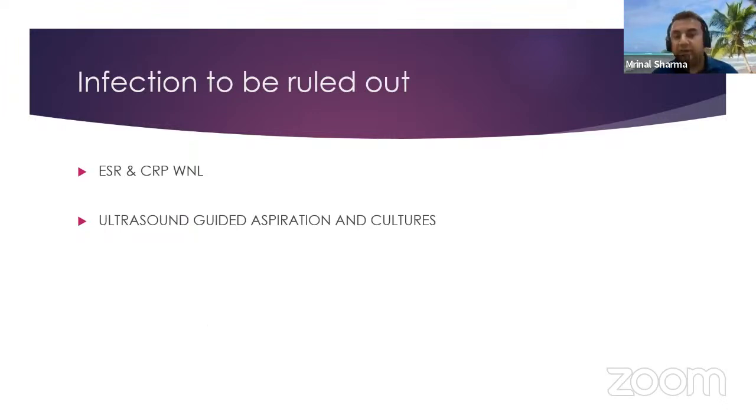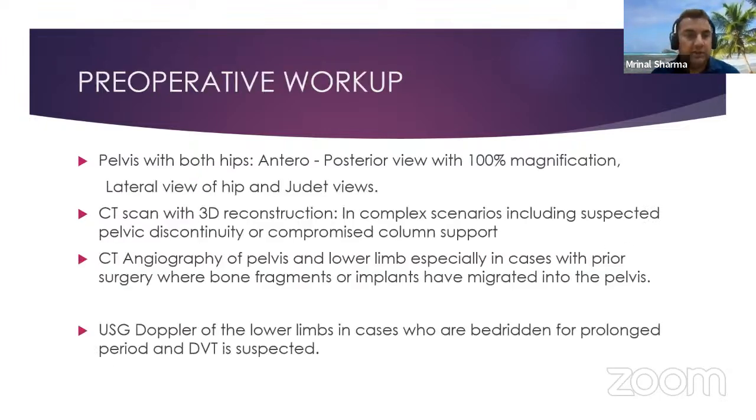Now, the first thing is infection needs to be ruled out. It has been shown that almost 27% of these hips which would fail post-total hip arthroplasty in an acetabular fracture might be infected. So we need to do aspiration, and the counts need to be within range before you go for a total hip, or you stage it in 2 stages.